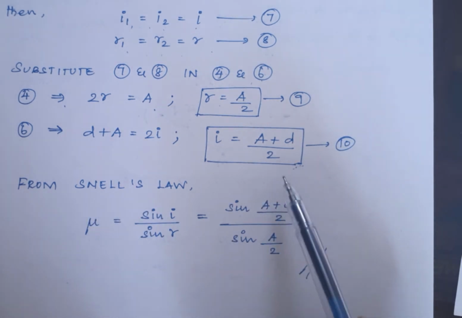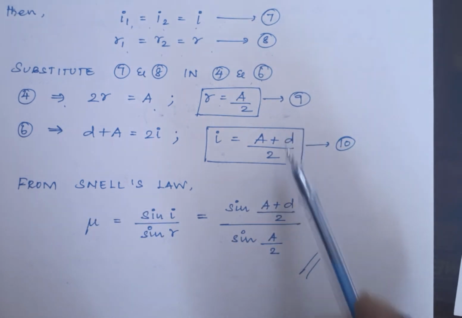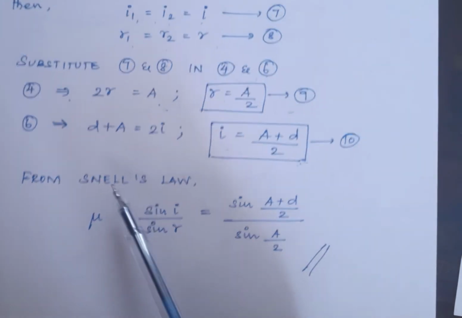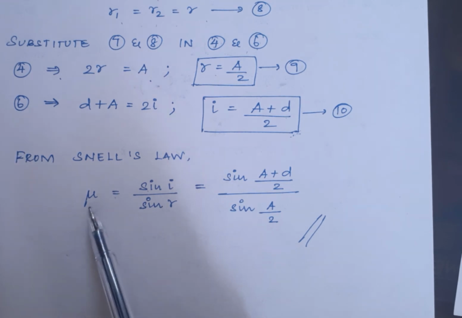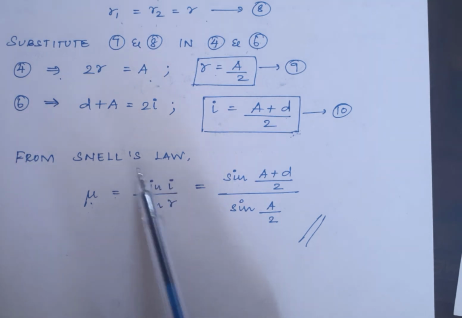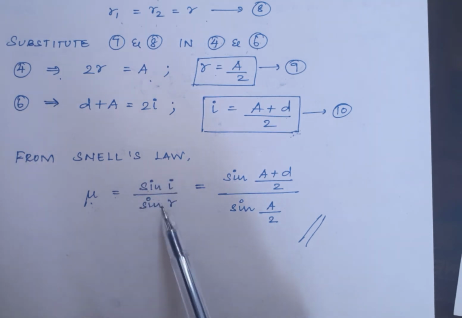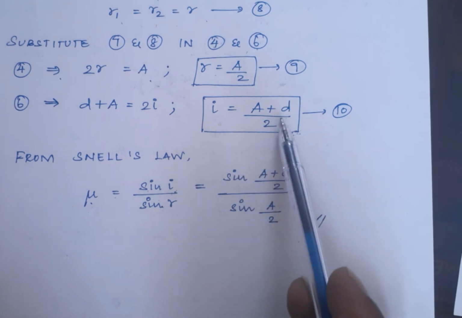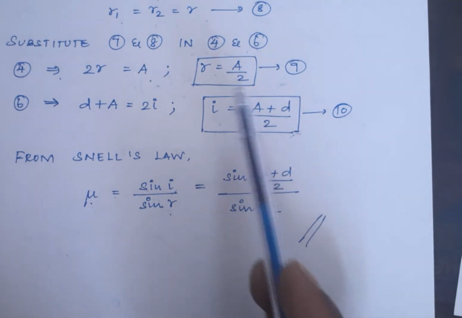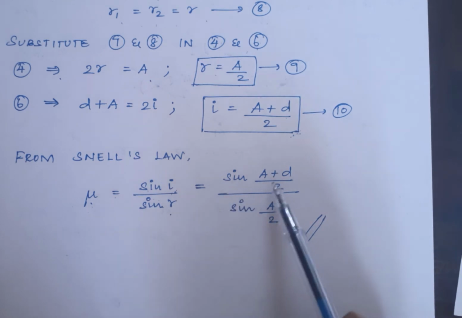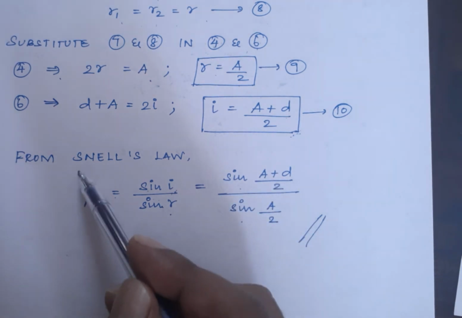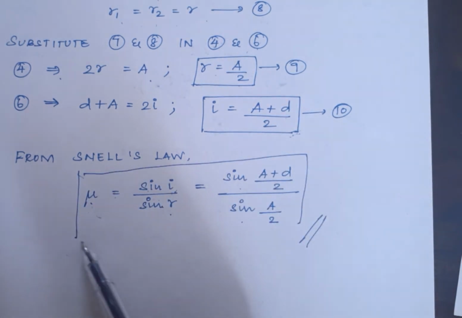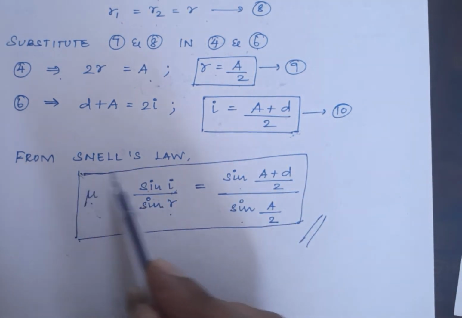Now we are going to apply these two values in the famous Snell's law. We know Snell's law is sin I by sin R equal to a constant. That constant is the refractive index of the given medium. Here it is the glass medium, the prism. Applying Snell's law, mu equal to sin I by sin r. The value of I is (A plus D) by 2, the value of r is A by 2. So substituting these values, mu equals sin of (A plus D) by 2 divided by sin A by 2. This is the required equation which is frequently asked in your board examination.